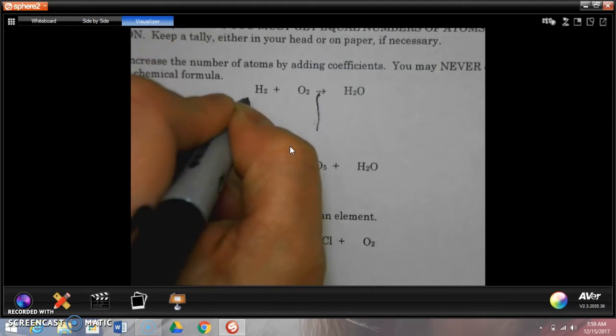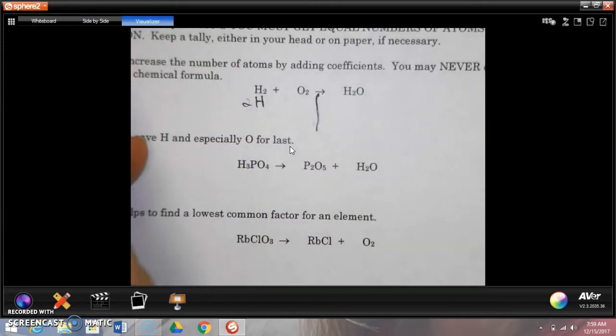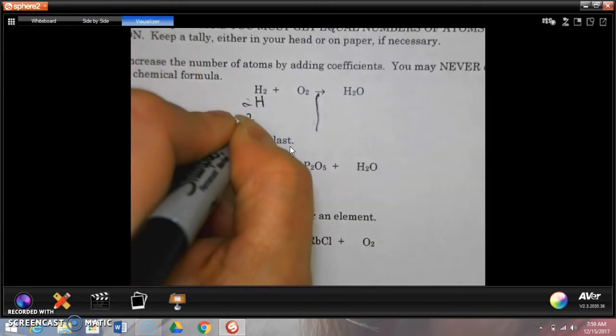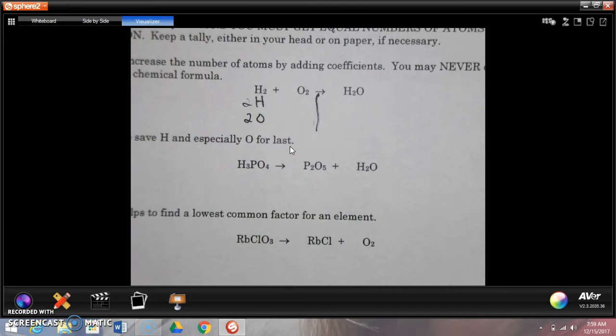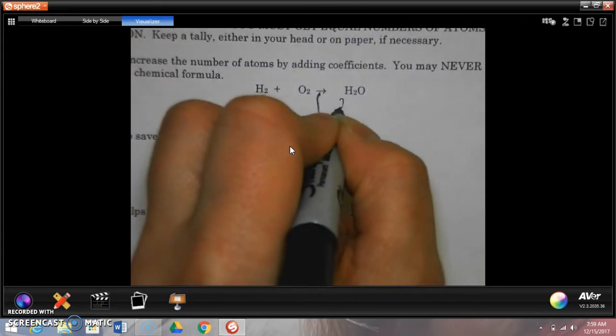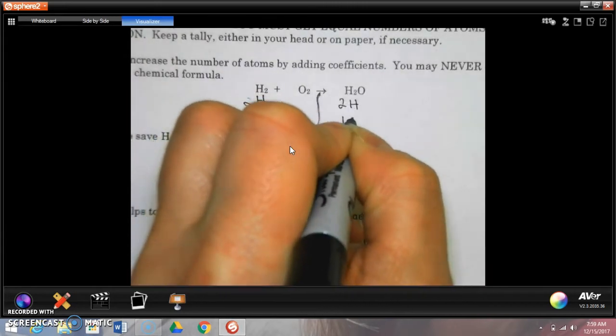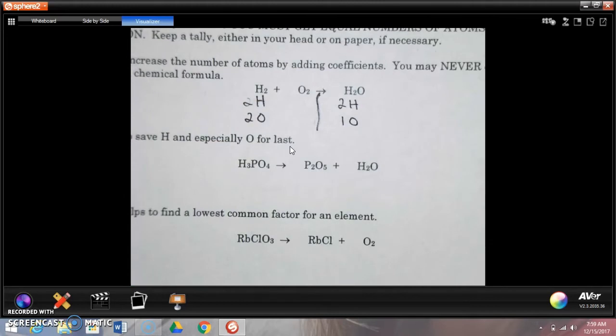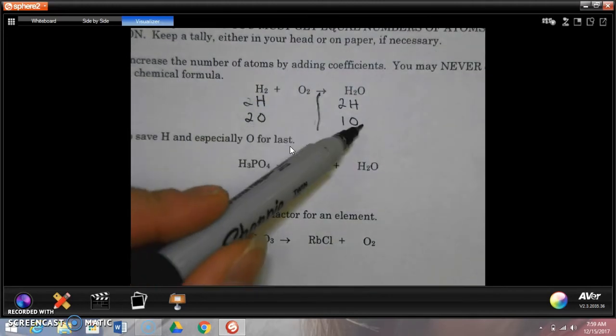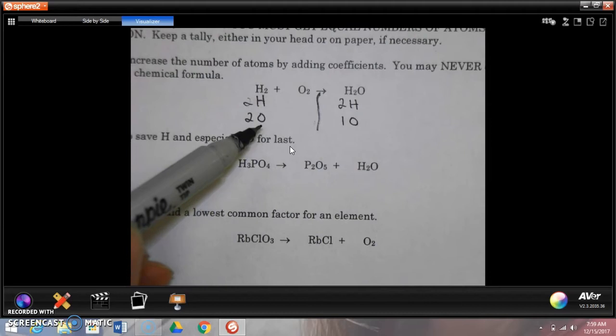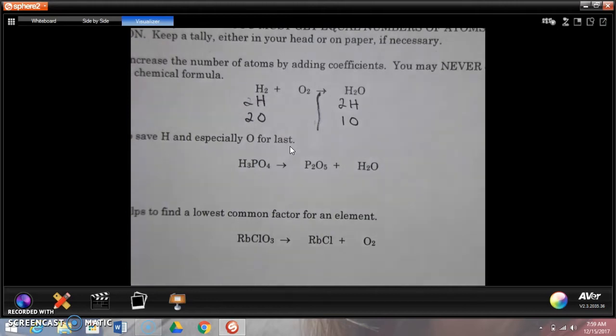So if I keep a tally, I know that I have 2 hydrogens on the left, and I have 2 oxygens on the left. On the right side, I have 2 hydrogens, but I have only 1 oxygen. So something's going to have to happen. I've suddenly made an oxygen disappear. In chemistry, that doesn't happen. The oxygen has to be somewhere. So we have to balance the equation to show that we've maintained the law of conservation of matter.